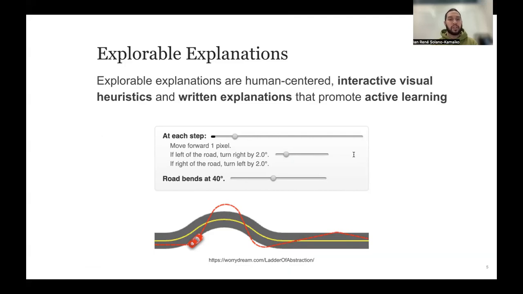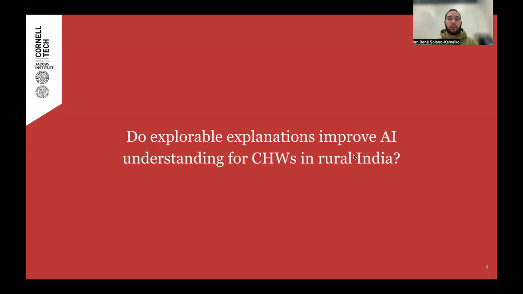Explorable explanations are human-centered, interactive visual heuristics and written explanations that promote active learning. Below is an example of an explorable explanation where a user can either interact with the car and racetrack or sliders and see the effects of these changes in both sections of the visualization. To date, the work on explorable explanations has focused mostly on users in the West with computational literacy, such as students and software developers. Therefore, our research question asks, do explorable explanations improve AI understanding for community health workers in rural India?